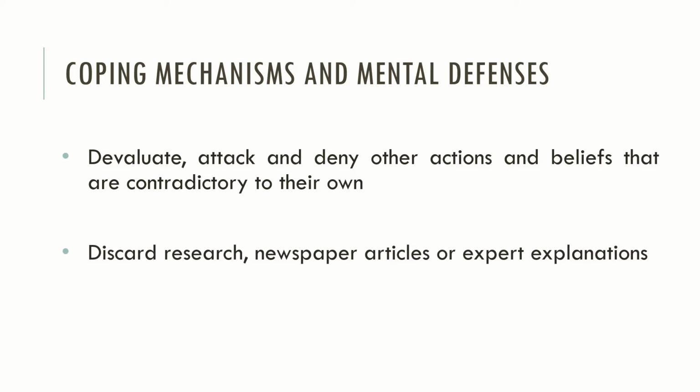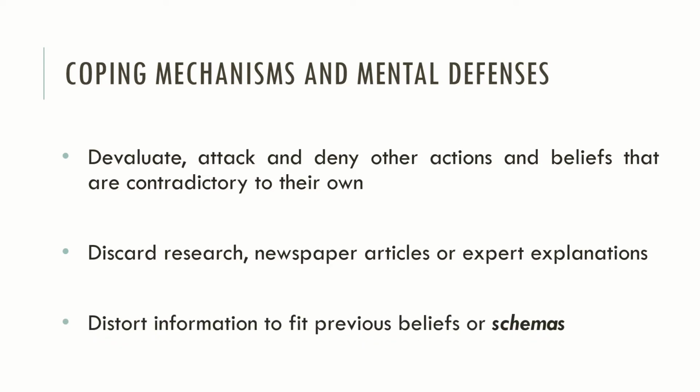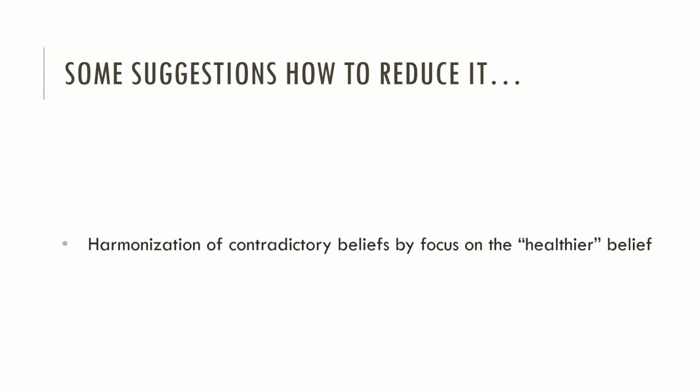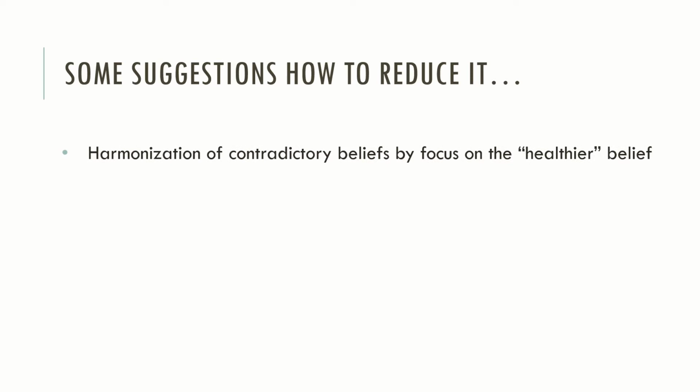Individuals may also discard research, newspaper articles or expert explanations. And individuals may distort information to fit their previous beliefs or schemas. In the future, I'll talk about schemas because I am a researcher in this specific area, okay? So I have lots of inside knowledge that I want to share with you. So, some authors gave some suggestions about how to reduce cognitive dissonance. One is harmonization of contradictory beliefs by focusing on the healthier belief.